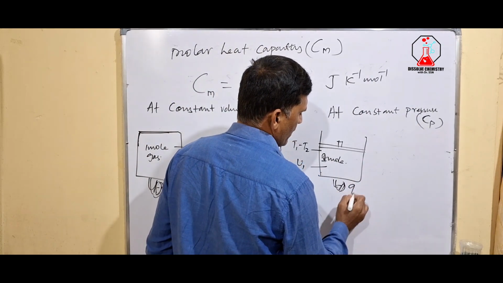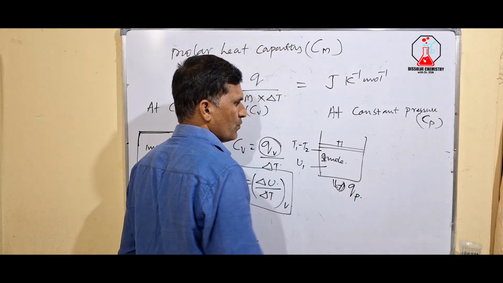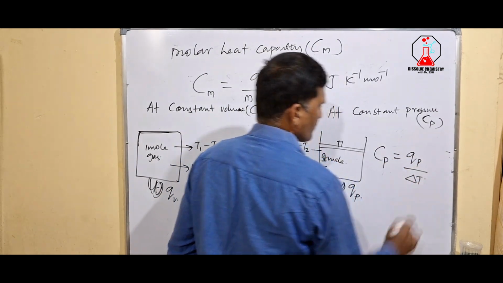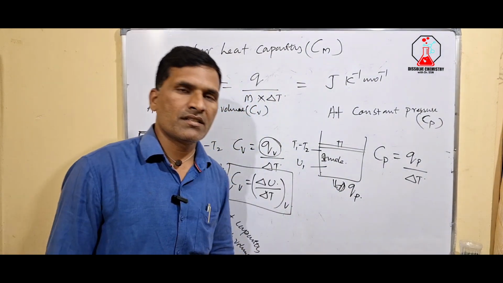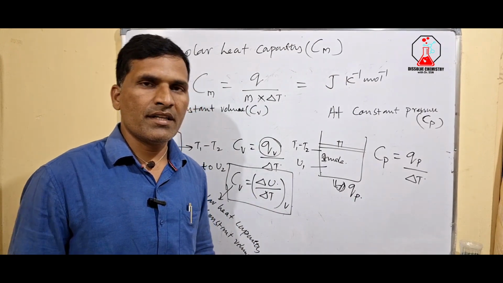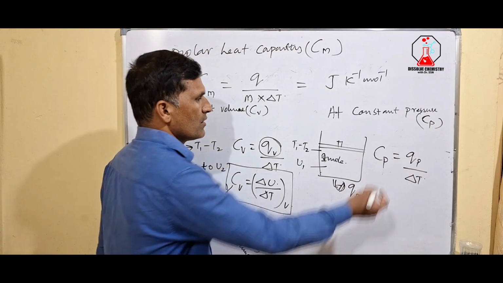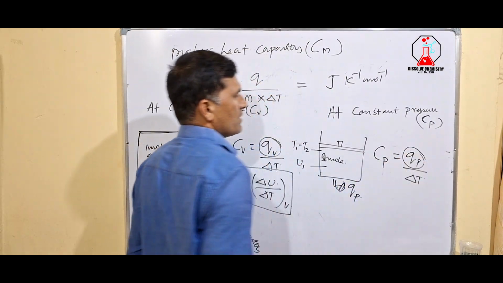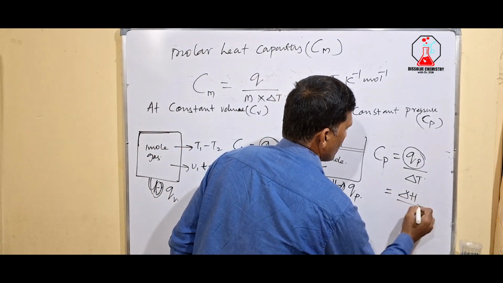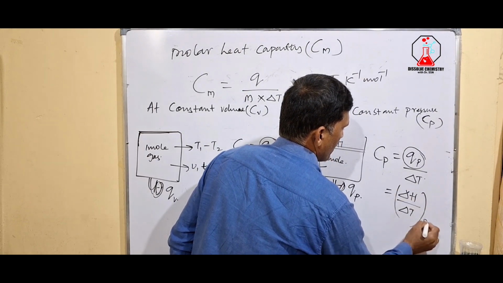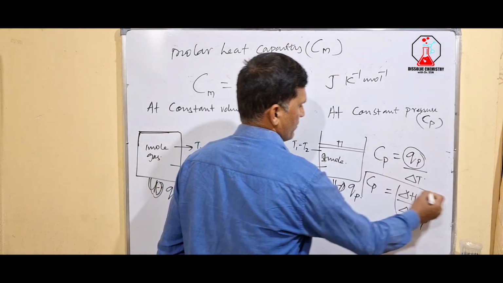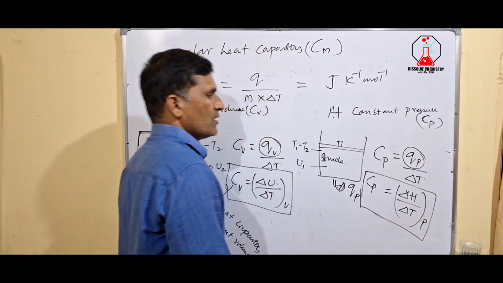So whatever heat is absorbed at constant pressure is called Qp. Therefore, we give Cp is equal to Qp by delta T. We know that from our previous discussion. If you have not watched, please go to the previous video where we have discussed in detail a new term called enthalpy. Here the heat absorbed by the system at constant pressure is called change in enthalpy. So delta H by delta T is nothing but your Cp.